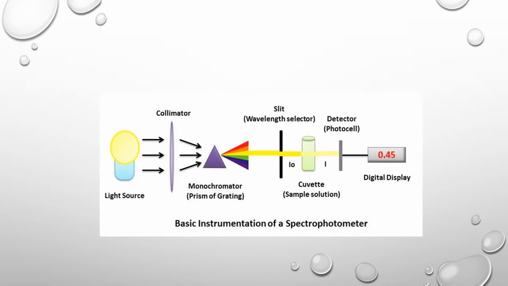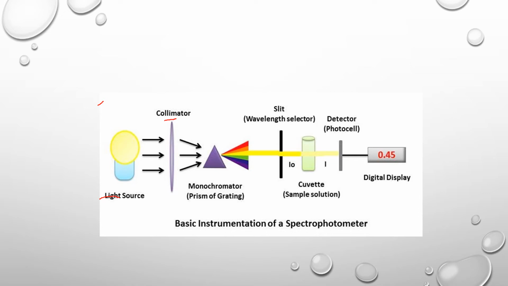Now we will understand the mechanism or function of the spectrophotometer or instrumentation. This is the light source. Here deuterium arc and the tungsten lamp are used for creating ultraviolet to visible range of wavelength. This one is the collimator. It is a lens that is used to concentrate all the lights on prism or grating.